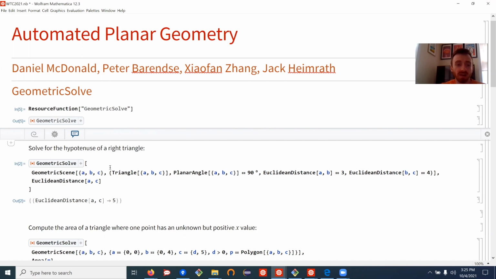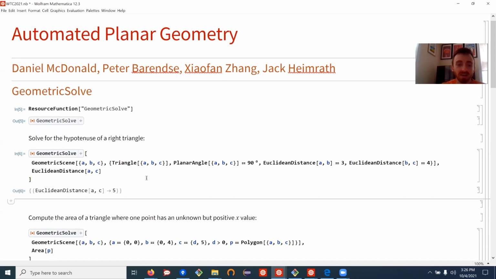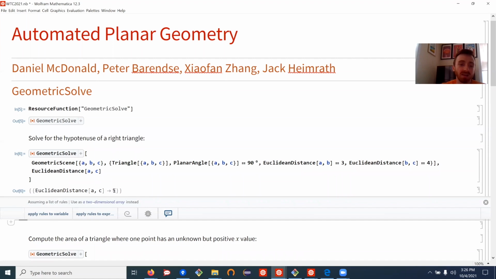So here, if we have a geometric scene with a right triangle, with vertices A, B, and C, and the vertex at B is a right angle, and the distance between A and B is 3, and the distance between B and C is 4, we want to figure out the distance between A and C. This is the classic 3, 4, 5 right triangle, and indeed we see that the distance between A and C is 5.